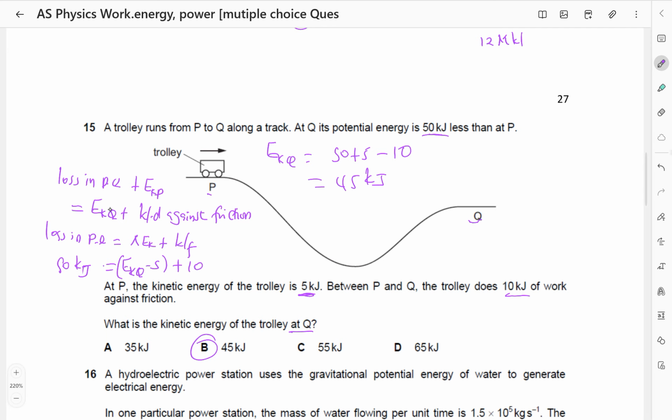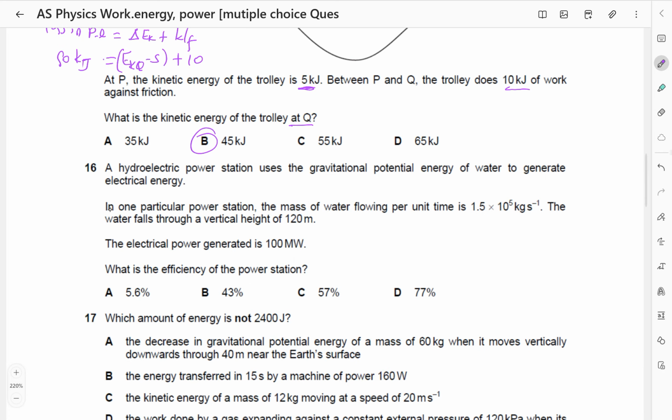The loss in potential energy is going to be equal to the change in kinetic energy plus the work done against friction. But I know that kinetic energy at Q is going to be greater than that at P. So the change will be kinetic energy at Q, which I called EKQ, minus kinetic energy at P, which is 5 kilojoules, then plus the work done against friction. Then when you make EKQ the subject, you get 45 kilojoules. So the answer is B.